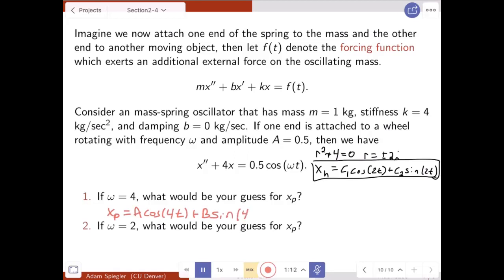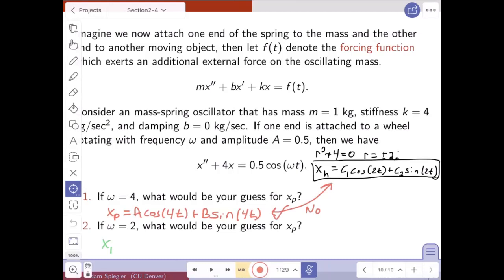And then we would compare our particular solution to the homogeneous solution and try and see whether we have resonance. Since the homogeneous solution had 2t inside the trig functions, and this has 4t, therefore, we don't have any resonance, and that's our particular solution.